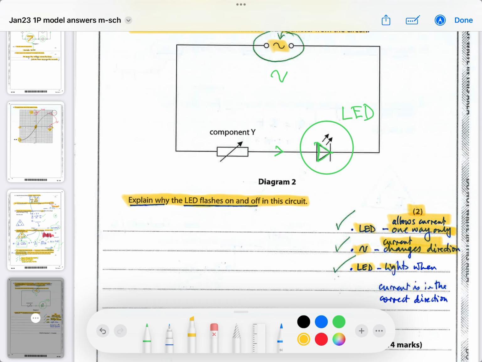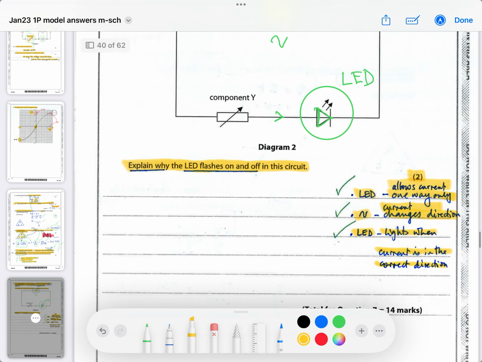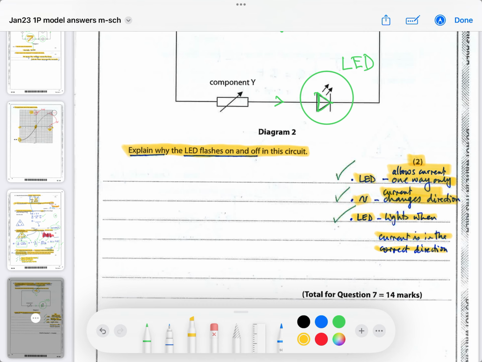The LED, therefore, lights, because it emits light, when the current is in the forward direction or in the correct direction. Okay? And when it's in the reverse direction, if you want to drive the point home to the examiner, you would say when it's in reverse direction, the LED will not light, so therefore it flashes on and off. Okay? When it's in the correct direction, it's on. When it's in the incorrect direction, it's off. So any of these bullet points will get you one of the marks. Okay? And then you could write, and when it's in the reverse direction, it will not come on. So the total for this question is 14 marks.